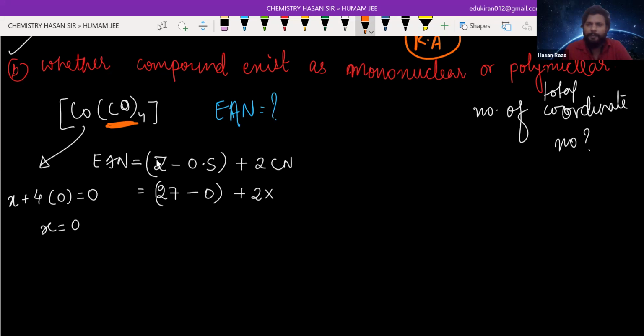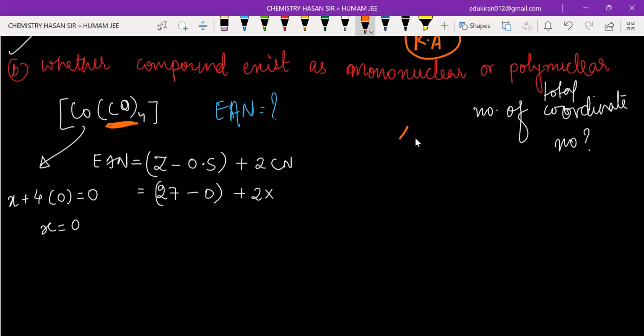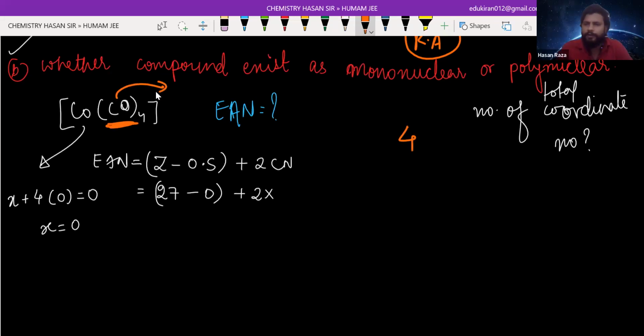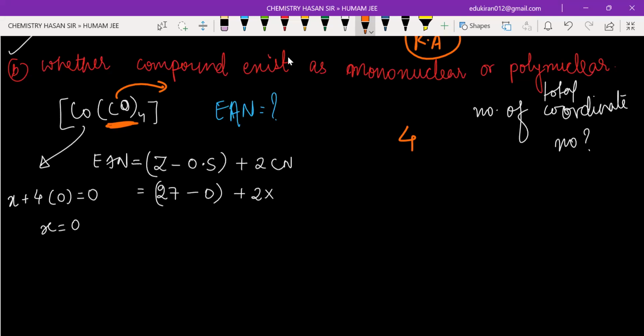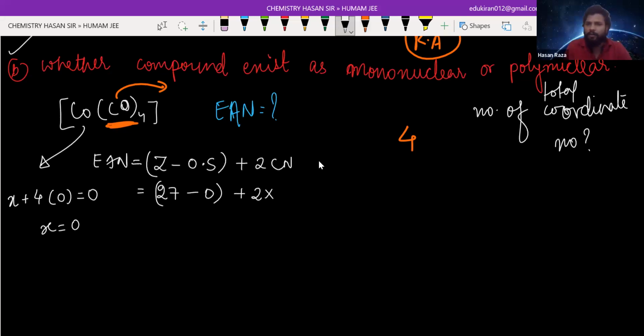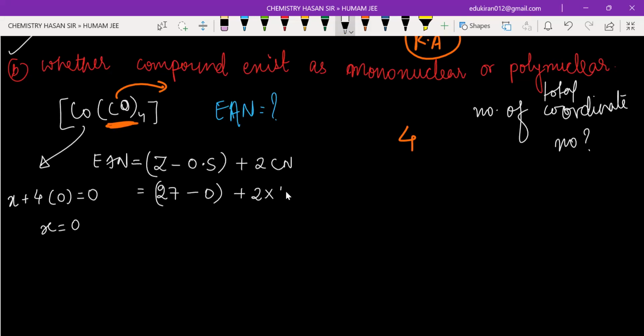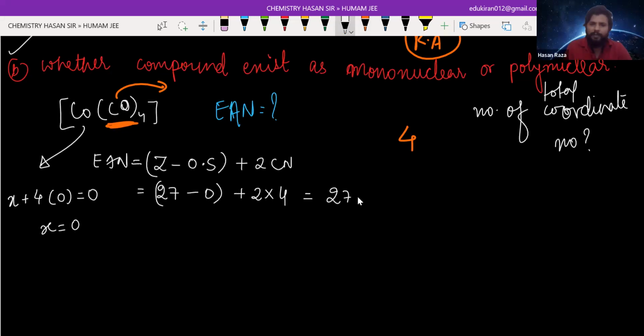4 ligands. CO is monodentate or didentate? How many bonds can one CO make? Monodentate, one. One CO will make one bond. So 4 CO will make how many bonds? 4. So what is the coordination number? 4. It is so simple. Have you got it? Yes or no? Yeah, got it. So 27 plus 2 into 4, that is 27 plus 8. What does it become? 35. Yes or no?